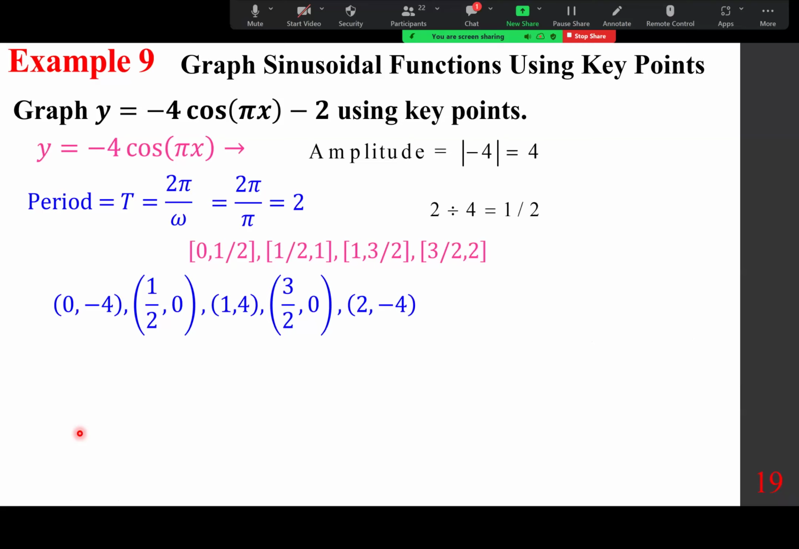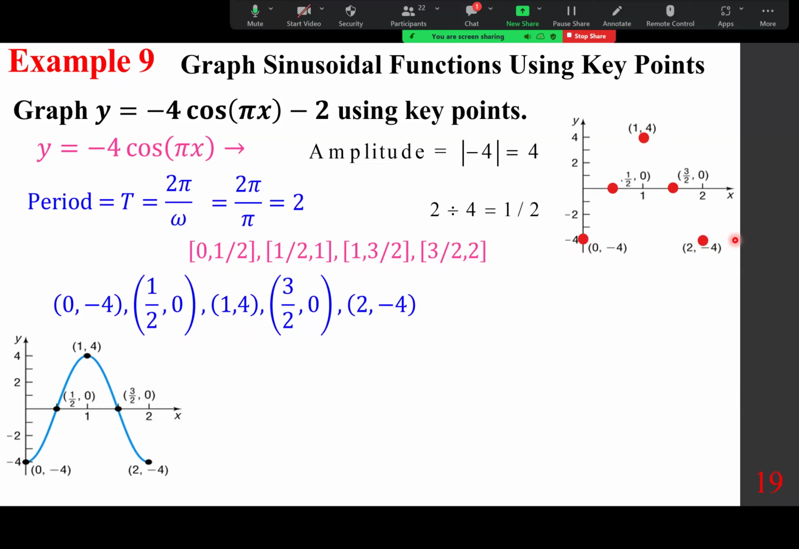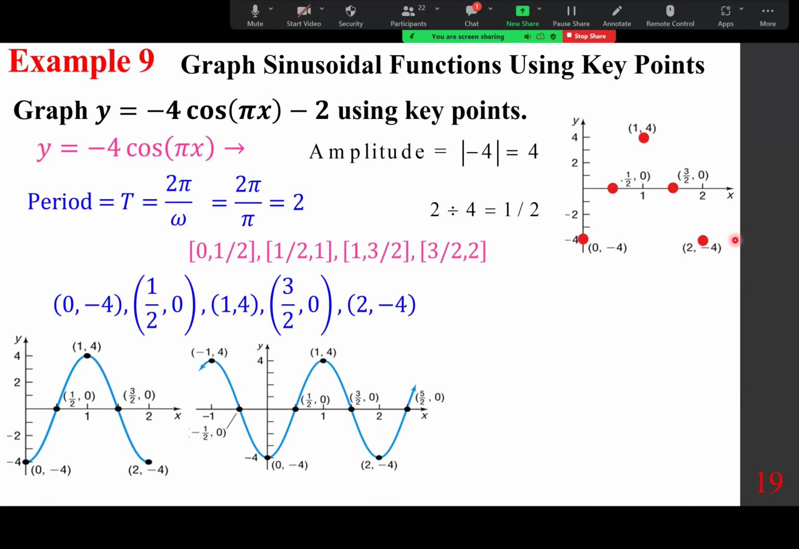So plot them. All you have to do is plot the pairs: 0, -4, 1/2, 0, 1, 4, 3/2, 0, 2, -4, and it looks like this. Put them together. The graph looks like that. And if you continue indefinitely, it looks like this. Now, this is the graph.